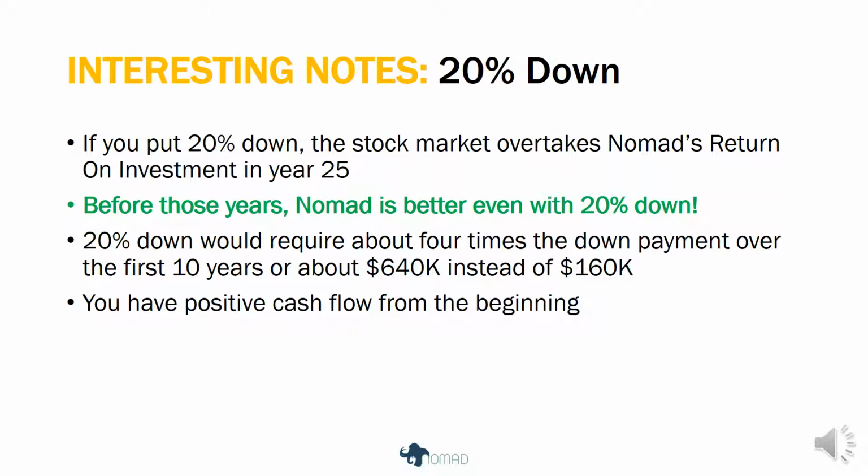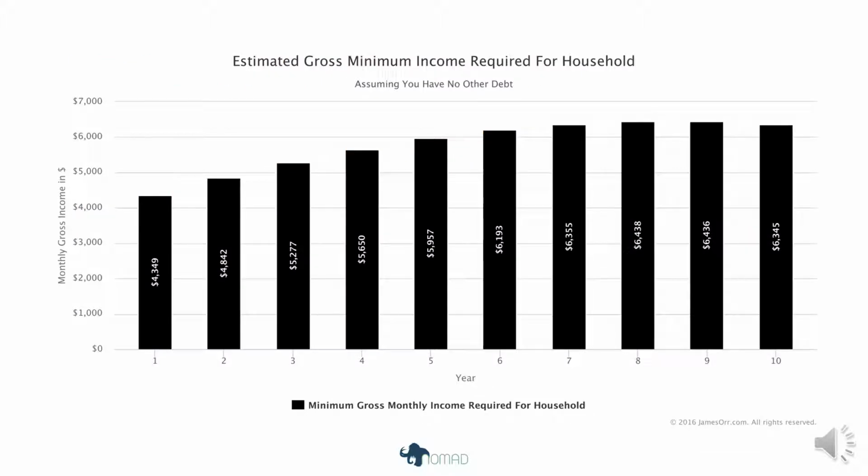So the Nomad model allows you to invest less: 160 versus 640 on the low end. And if you put 20% down, you'd also have positive cash flow from the very beginning, which we've discussed. And with this particular house and depreciation, you really do have positive cash flow from the beginning when you take that into account. All right, this is a great slide.